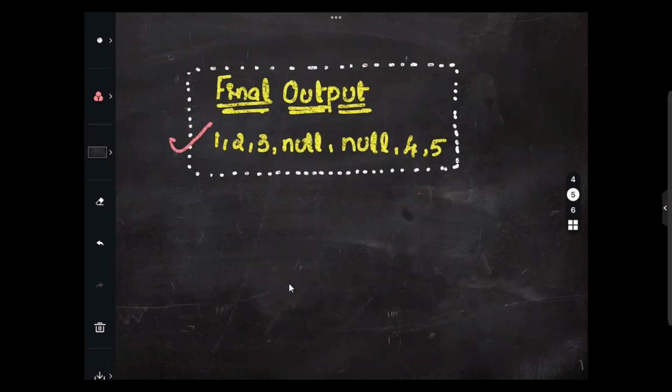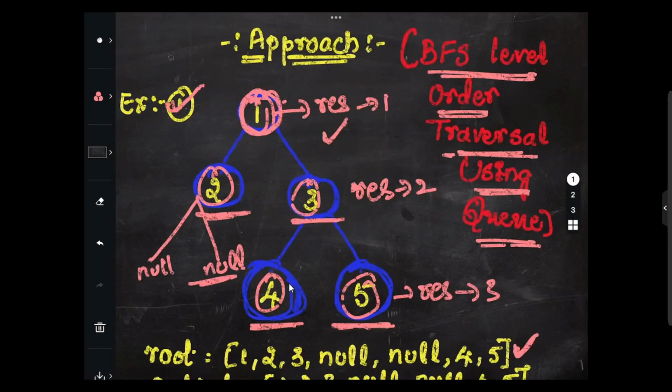So here, let me come here. This will be the final output we got, right? So this is the final output we got basically, 1 2 3 null null 4 5. So this is equivalent to the output that they have given for the first example. Here you can clearly see 1 2 3 null null 4 5. So our approach works absolutely correct in this case, right? So now we are completely familiar with the approach.